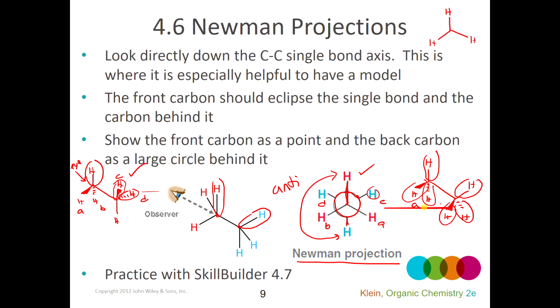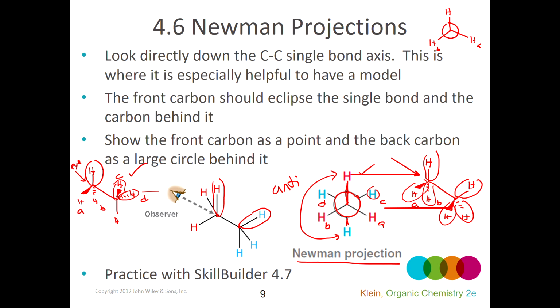Right, this would be A and B. If I'm in the screen looking in this direction, the one that's coming out of the screen would be on my right. The back carbon I would show with the circle. Otherwise, it would just be behind the front carbon and I wouldn't be able to see it. So we're just putting that to remind ourselves that it's there directly behind the front carbon. If I'm looking down that angle, it's directly behind it.